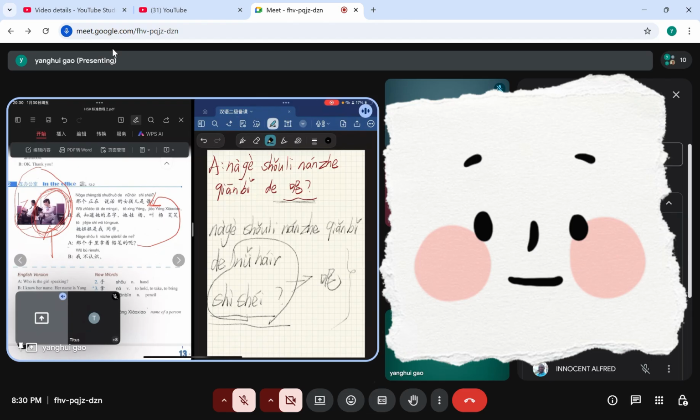Okay. So let's see this complete sentence. The part before the 的 is the modifier of the 女孩. 女孩 is the head noun, right? So 那个手里拿着铅笔 is the modifier of the 女孩. 那个 is that.